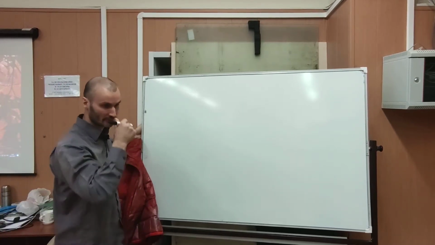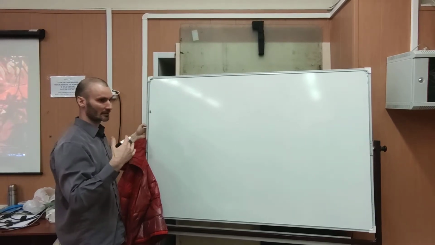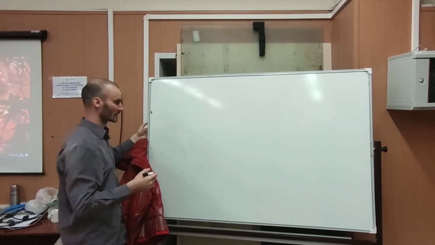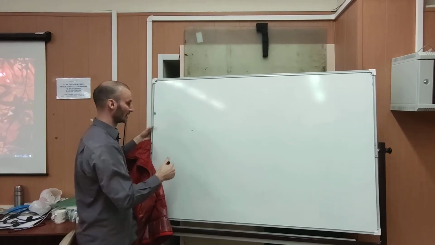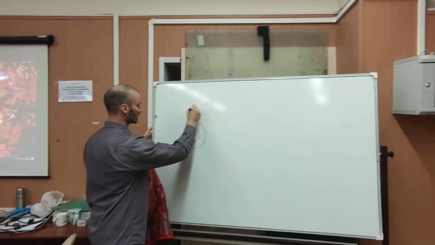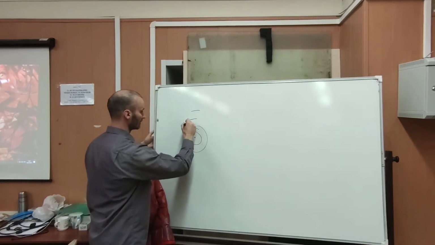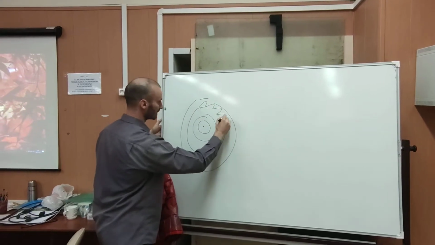Okay. So first, let's discuss what are insulators, what are conductors, and what are semiconductors. So we have a nucleus, that's the center of an atom, and we have electrons. And here we have the conductance band. It starts from here to here. So that would be the conductance band.